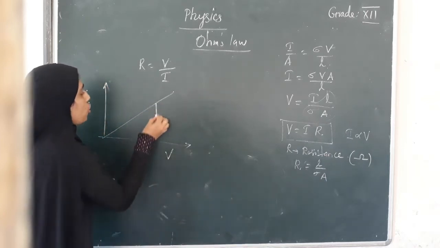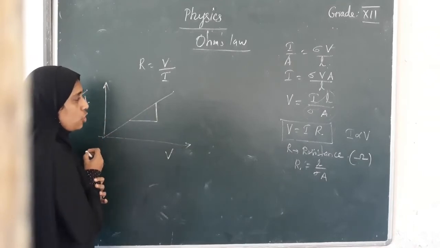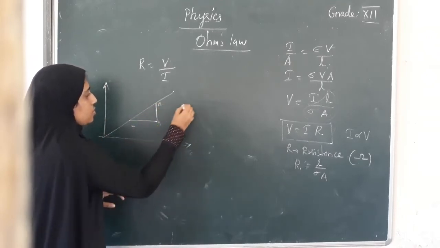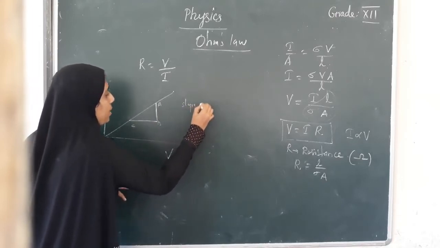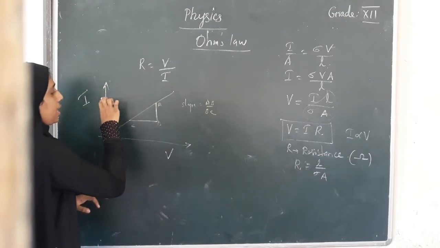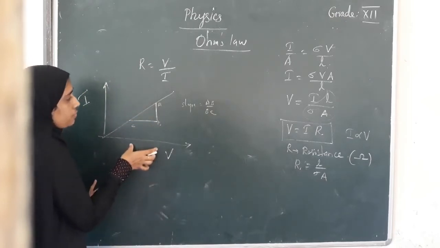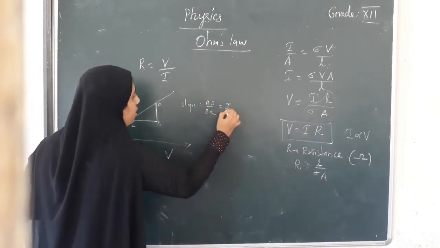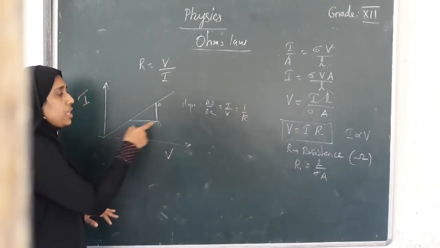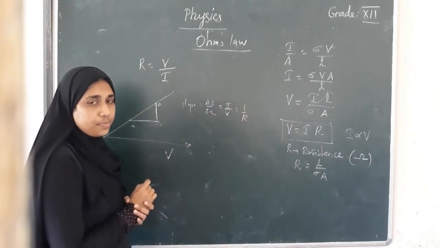If we take the slope of this graph, with points A, B, C, the slope is AB by BC. AB is nothing but I, BC is nothing but V. So we can write I by V, or we can write 1 by R. So the reciprocal of the slope gives the resistance.